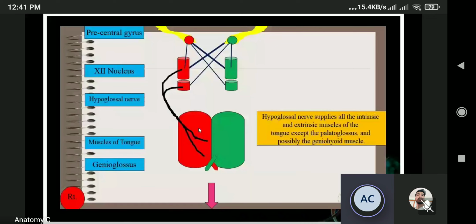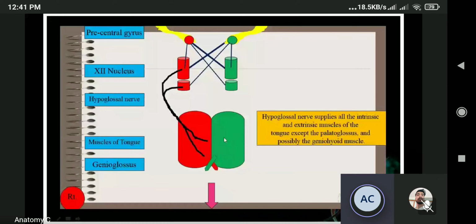Now you will not be able to protrude this part of the tongue. The genioglossus muscle of the right side has been paralyzed, so protrusion of this side will not occur. As this muscle is active and this muscle has been paralyzed, the tongue will deviate towards the left side, towards the opposite side, because the muscle of the left side is active and it is pulling the tongue towards that side.